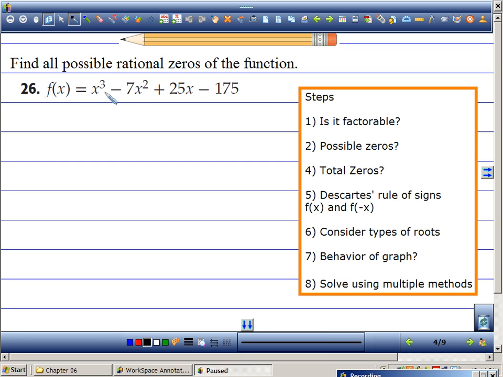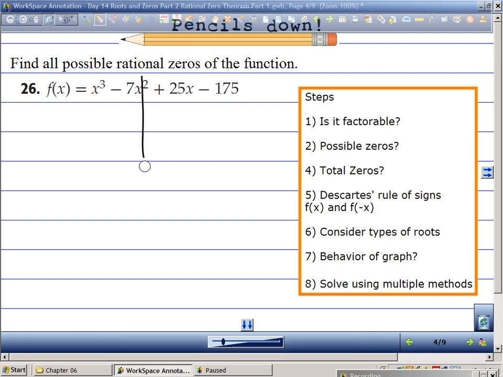Alright, let's do the next one. So, the first thing, I did graph. Oh. I went back and graphed it. Okay, so the next thing we're going to do is, what would be the first thing I would check? Is it factorable? So I'm going to put it in a table and see if it's factorable.